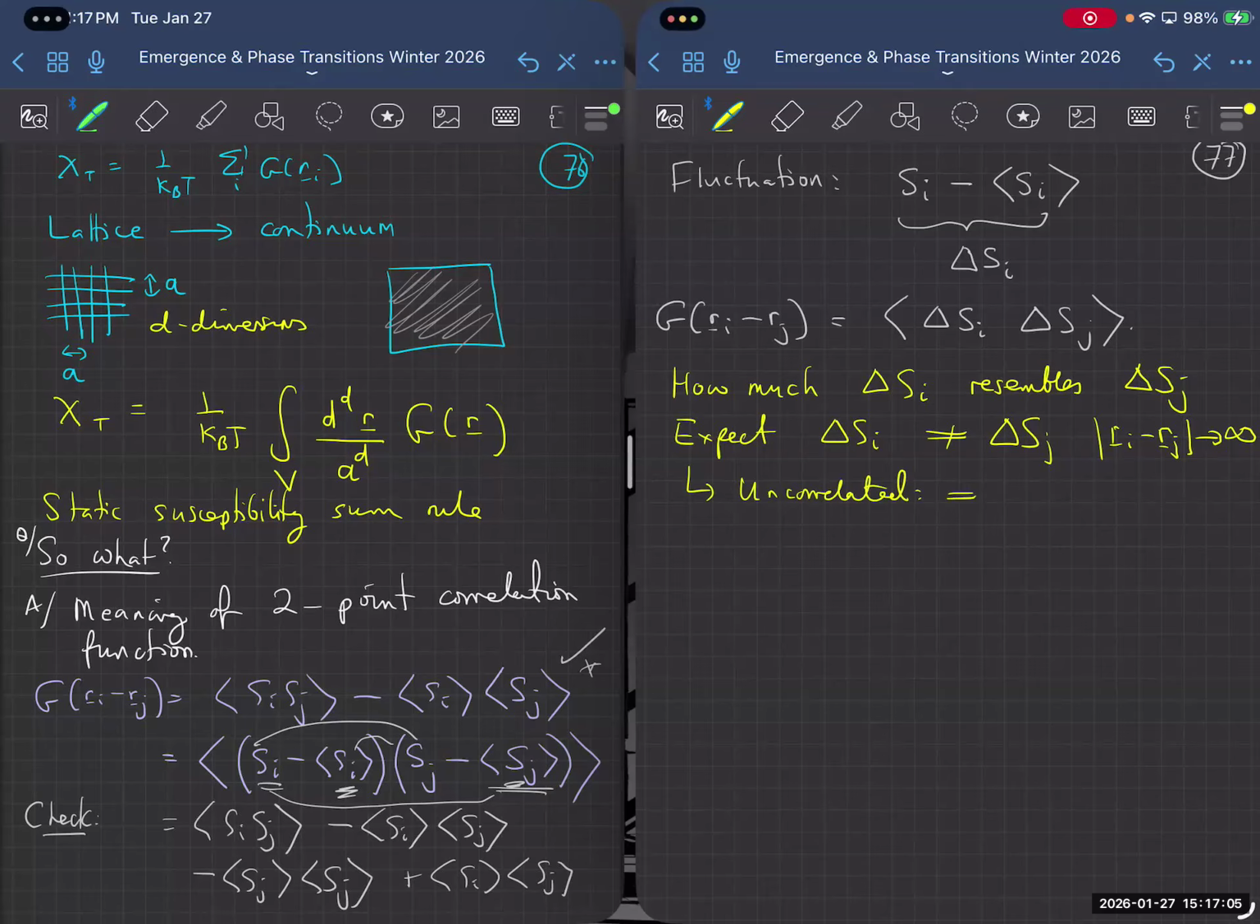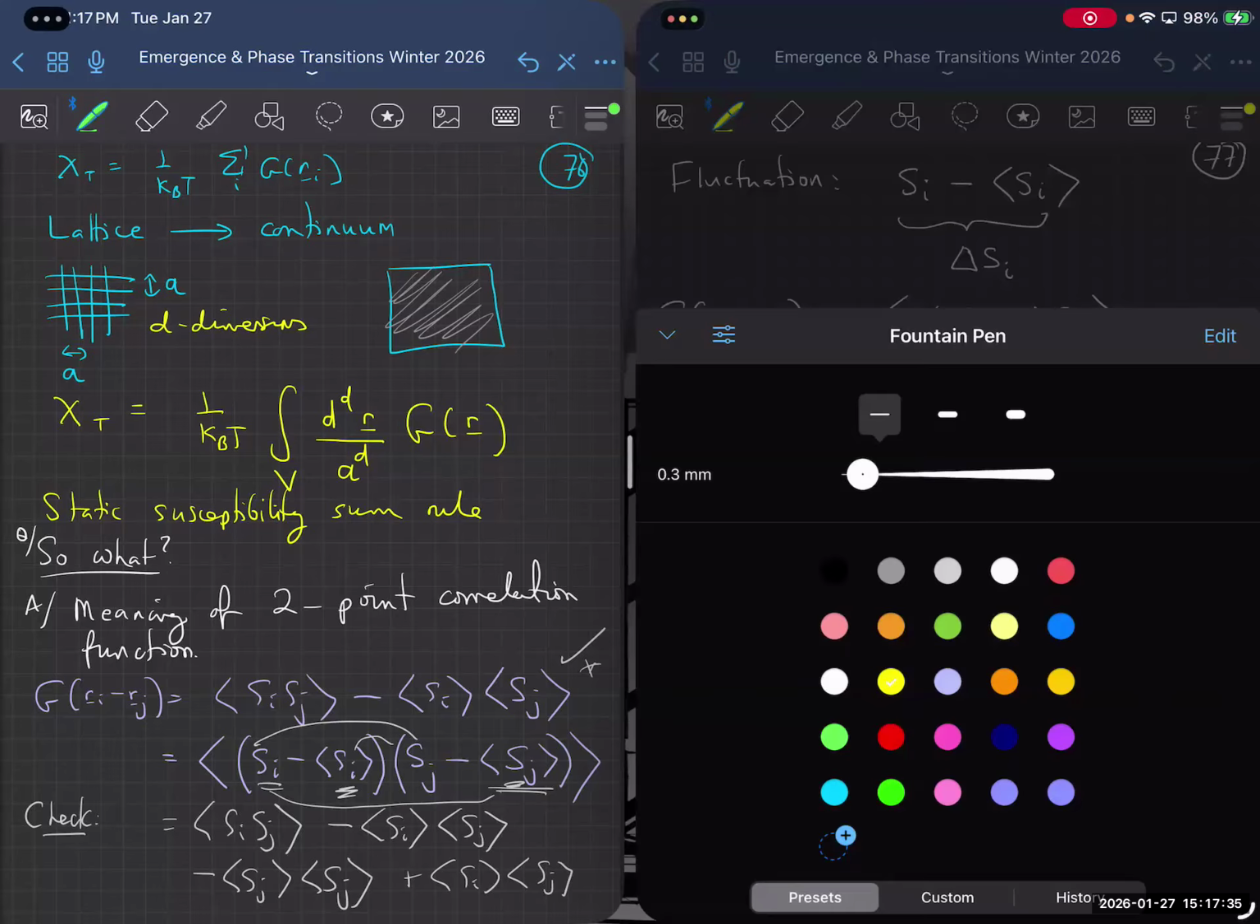And then that would tell you that S_i, its average, and the average of S_j would be what this thing would turn into. So G would then just be that. So that's what would happen. You could just factorize that probability distribution. On the other hand, let's suppose that the spins were very close together.